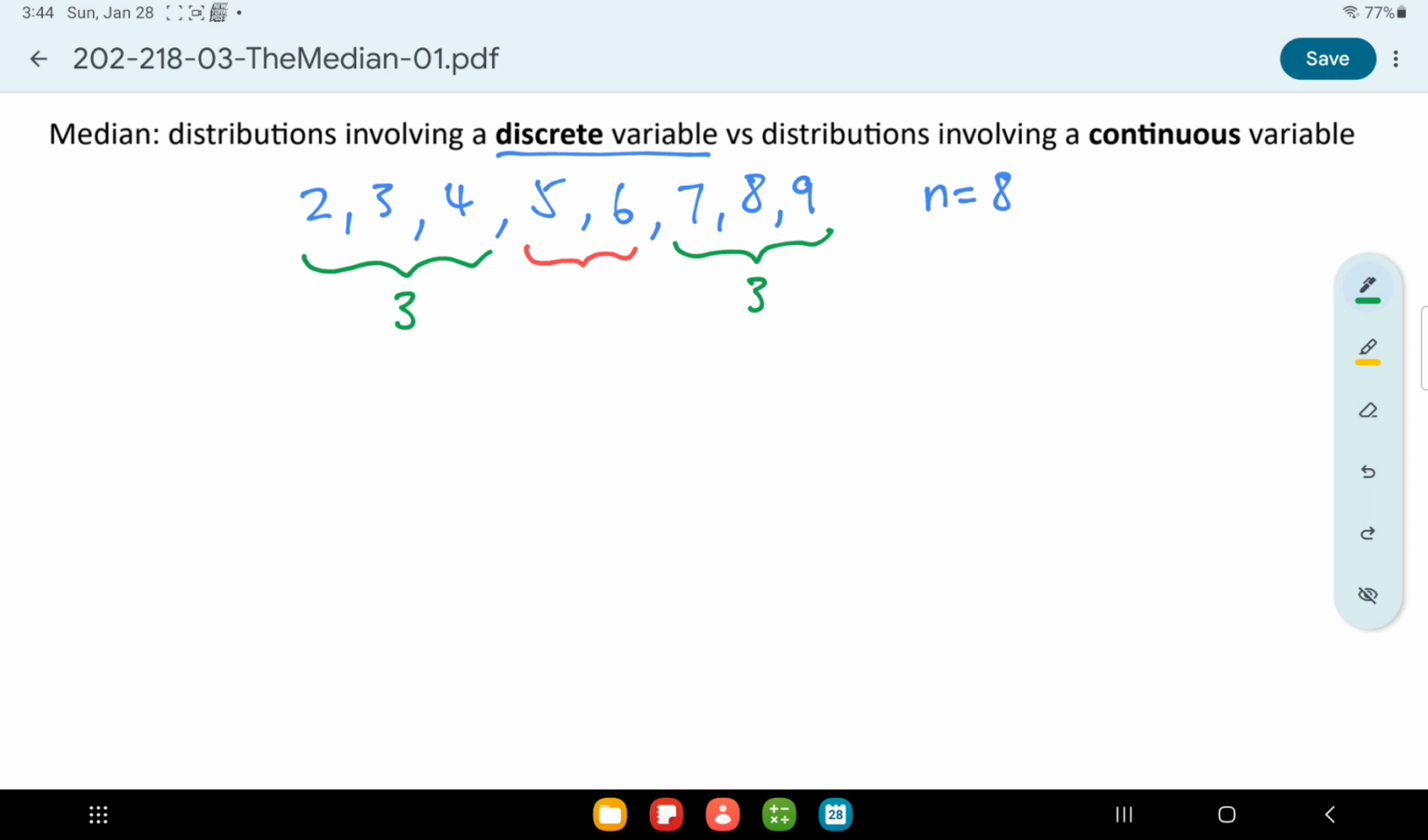Now, for the numbers that we have identified, 5 and 6 right there, here's the following procedure. What we would do is to add the numbers and divide the total by 2. In essence, we're figuring out the average of these two middle numbers.